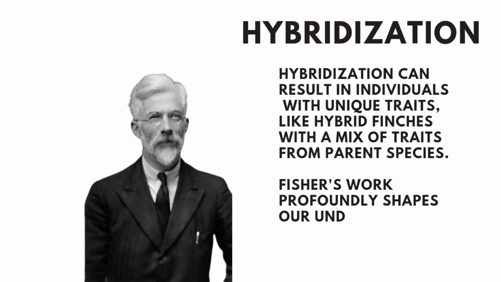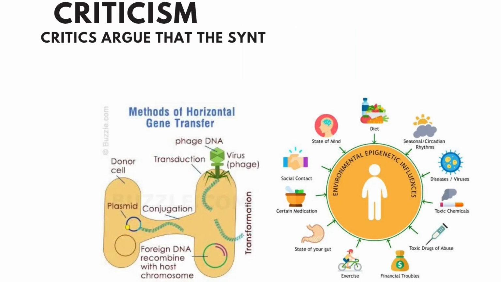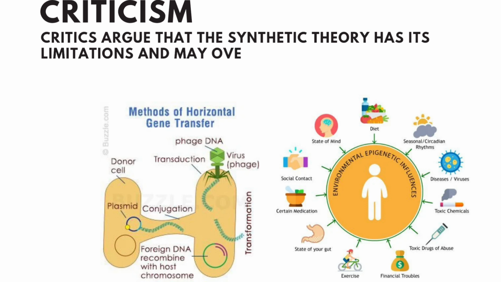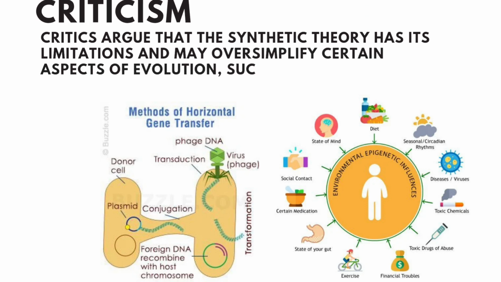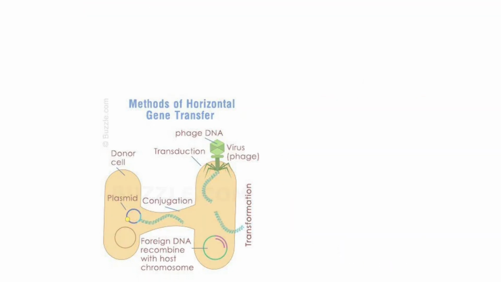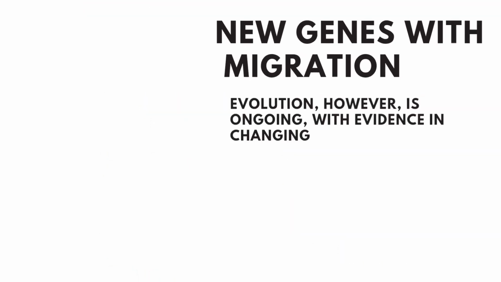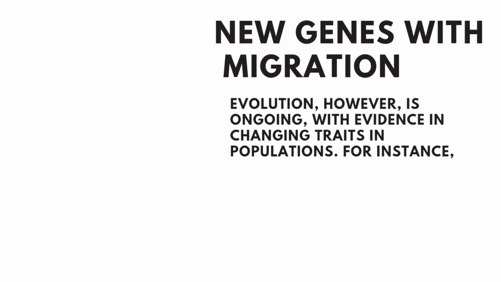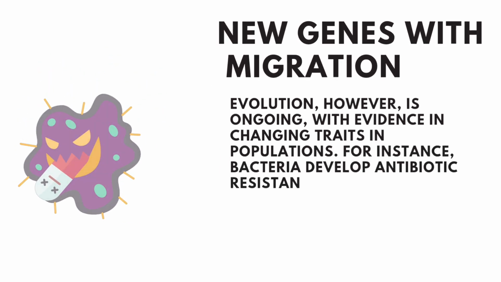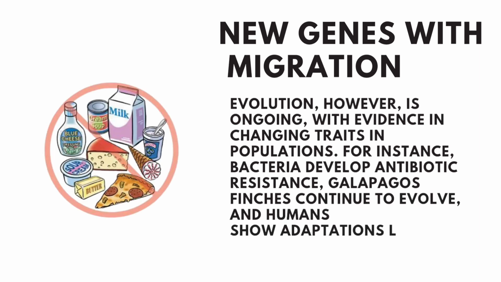Fisher's work profoundly shapes our understanding of evolution. Critics argue that the synthetic theory has its limitations and may oversimplify certain aspects of evolution, such as epigenetics and horizontal gene transfer. Evolution, however, is ongoing, with evidence in changing traits in populations. For instance, bacteria develop antibiotic resistance, Galapagos finches continue to evolve, and humans show adaptations like lactose tolerance.